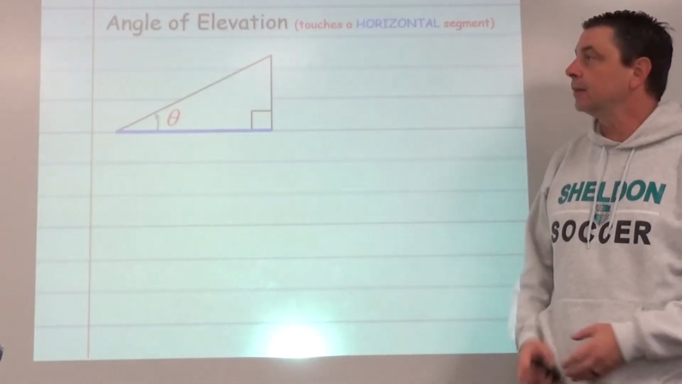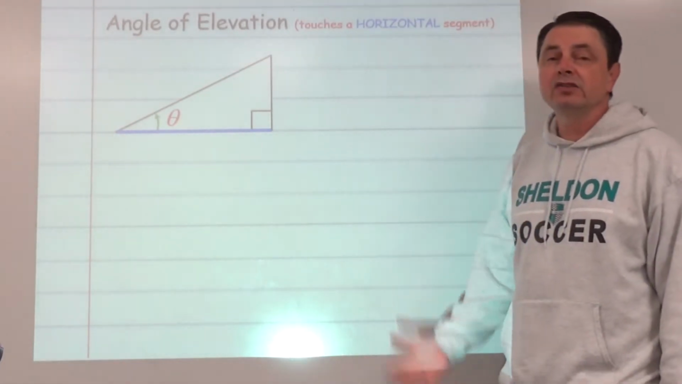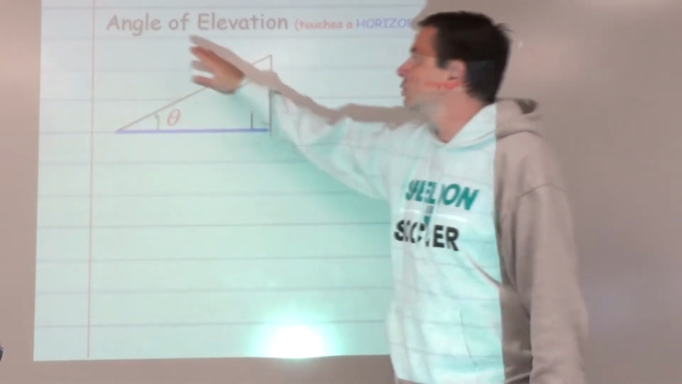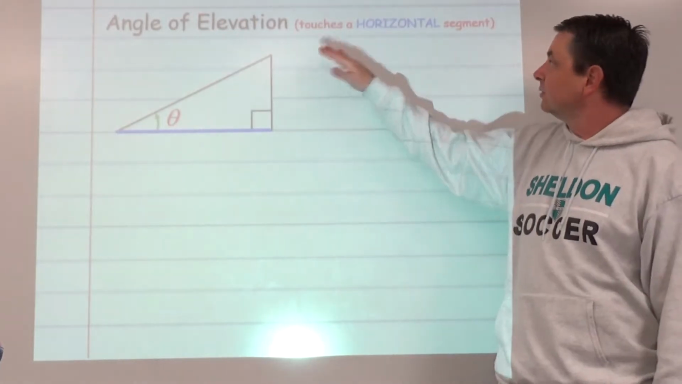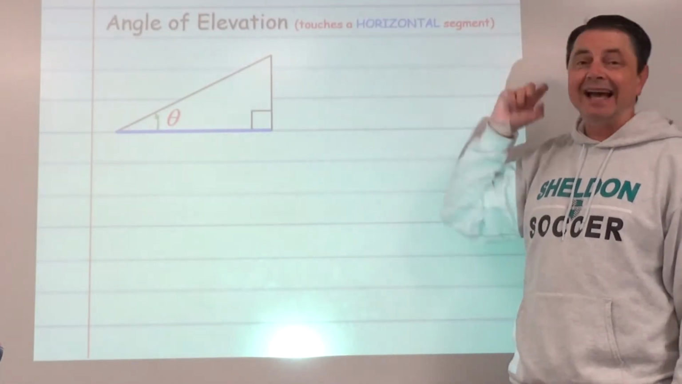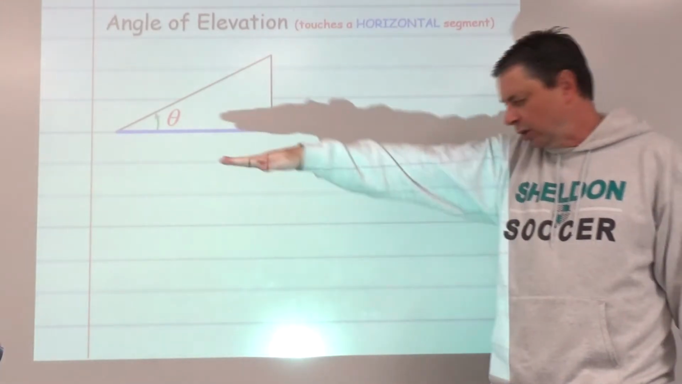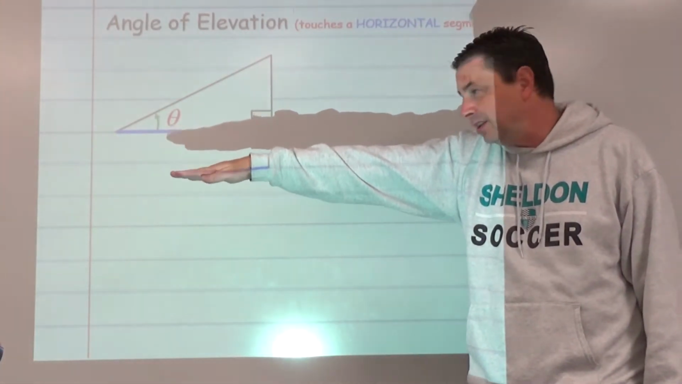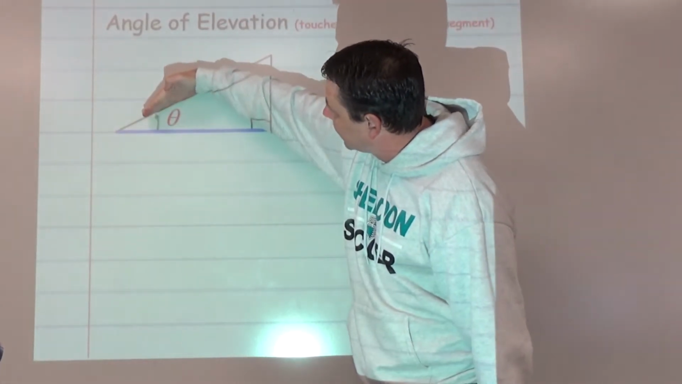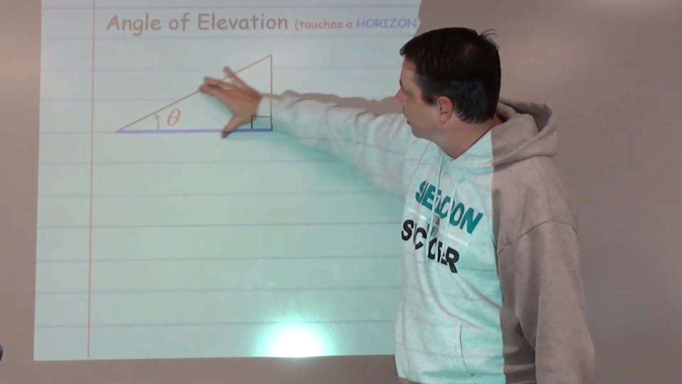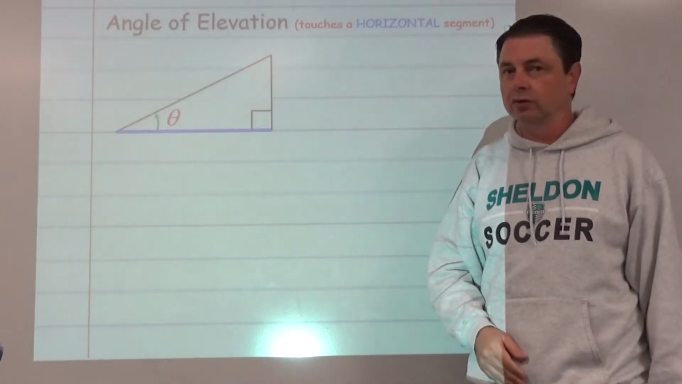Before we get into some problems, a little bit of terminology that's popular in some application problems for trigonometry is the concept of angle of elevation. The key thing here is that particular angle will always touch a horizontal segment. It's always going to be from the horizontal, how much would we elevate? That's the angle in question, in that sight line from the horizontal. It never touches a vertical.